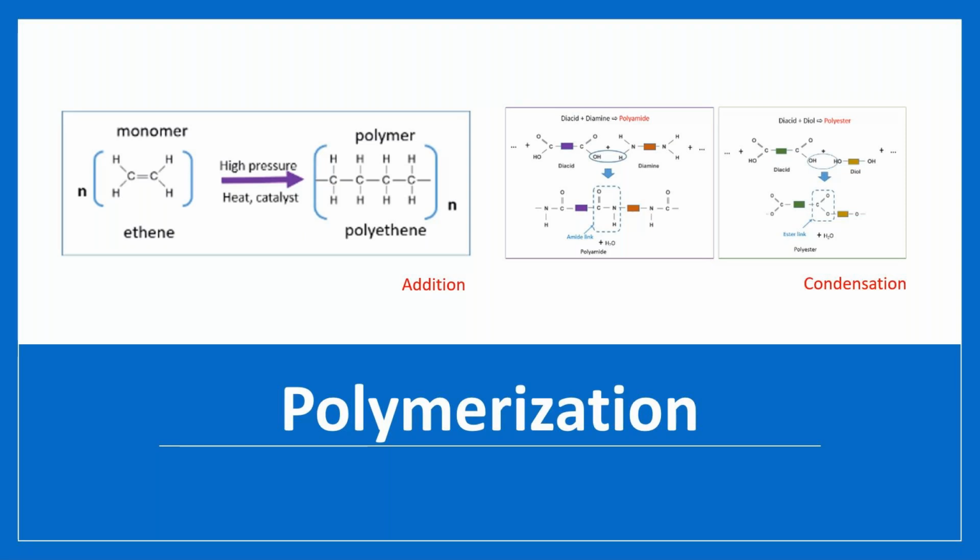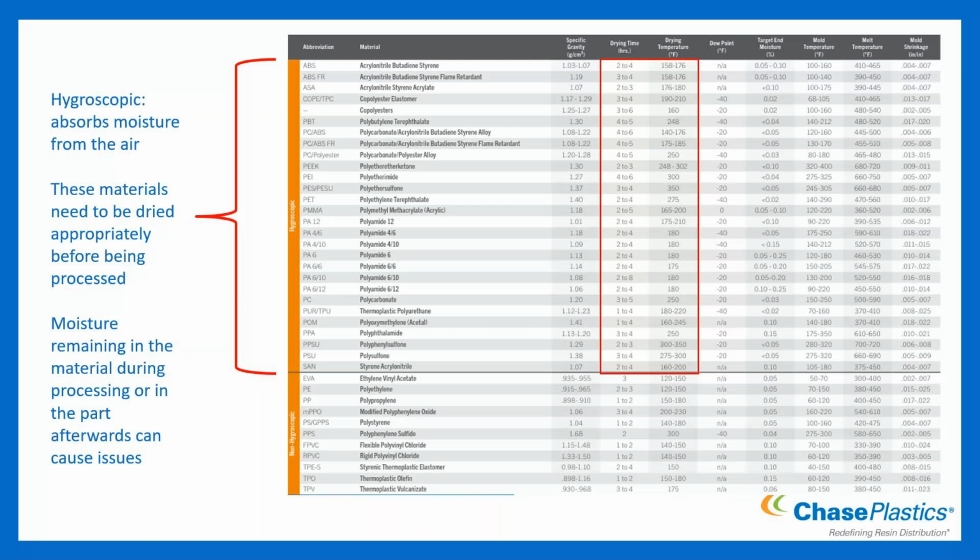So what does that look like? Again, our handy processing guide. We have them grouped by hygroscopic or non-hygroscopic. Your hygroscopic materials are ones that will take in moisture, they'll pick up moisture. And if they pick up a lot of moisture and you don't dry these materials, you'll cause the polymerization process to go in reverse. It'll go through hydrolysis and we will start cutting up the chains.